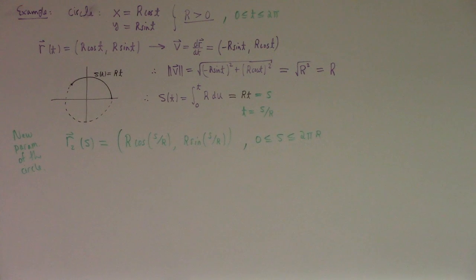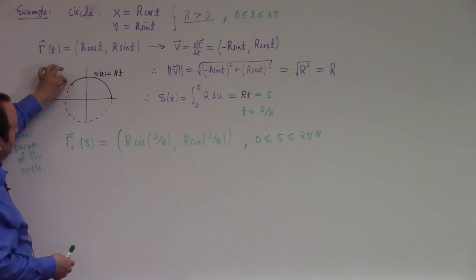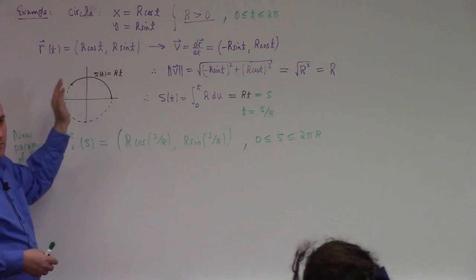Why would you care about this? One of the reasons you might care is we have all these different choices for parameterizing the circle. It might be nice to have one that's sort of unique. So once you pick a base point, there's only one arc length parameterization of the circle going forward.